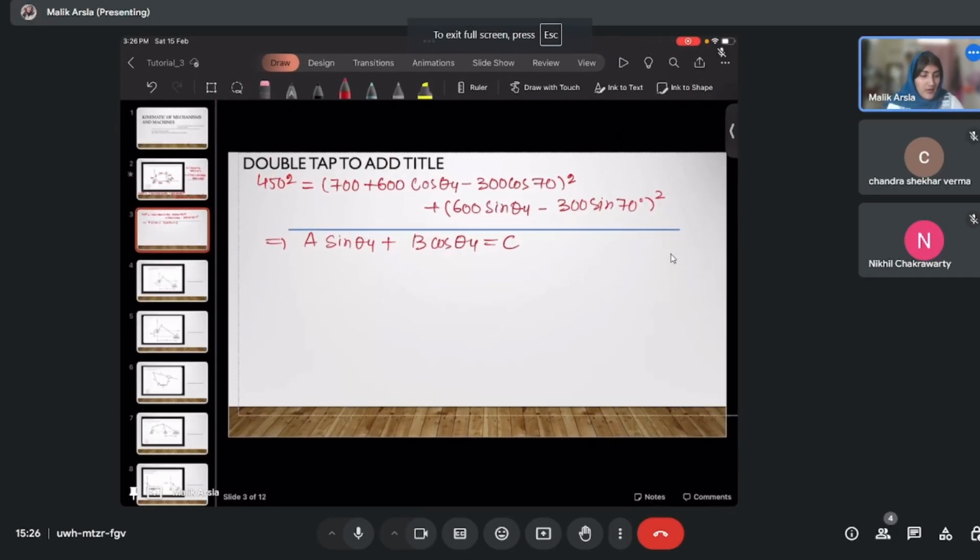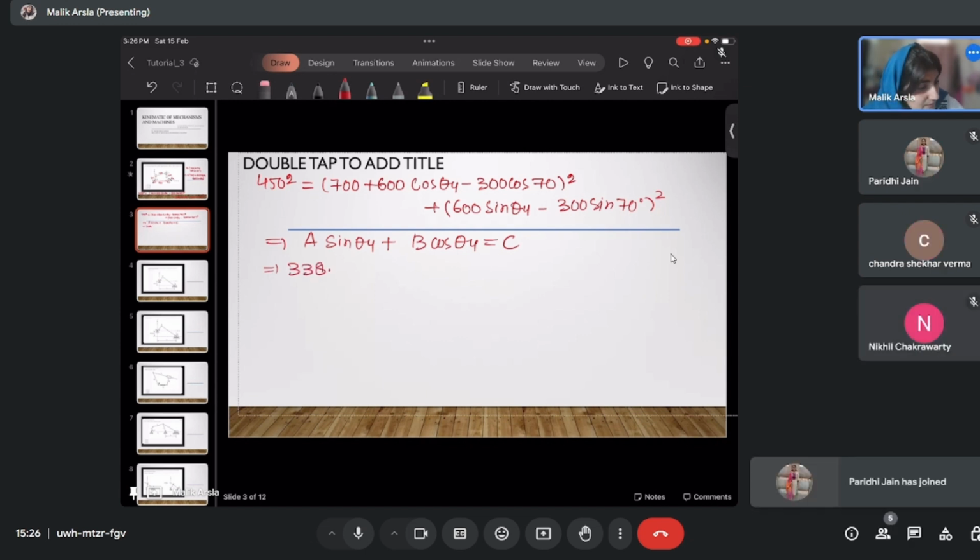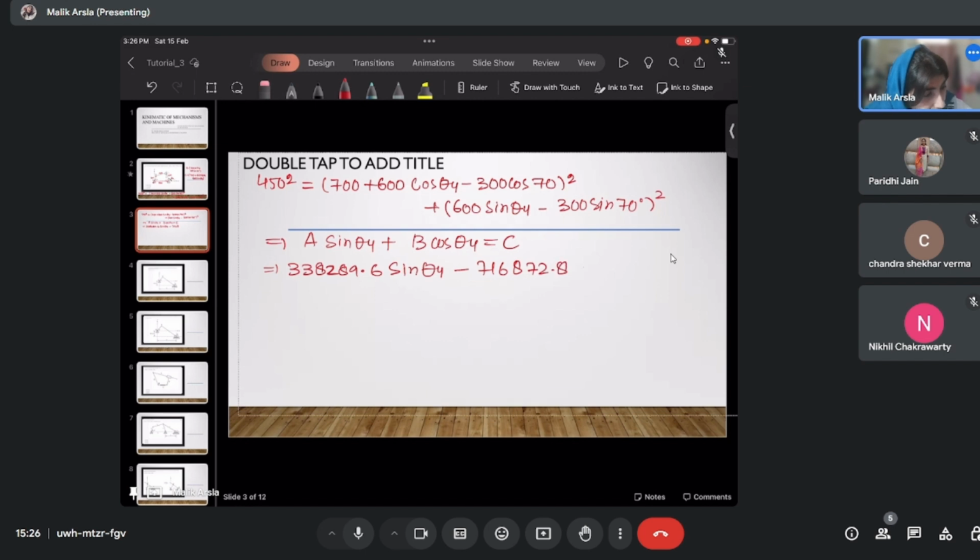Okay, so I'll not solve this whole equation. I have done it already. So when you solve this equation, it comes in the form 338,289.6 sine theta 4 minus 716,872.8 cos theta 4 is equal to 593851.711. Okay, so this is the equation you're getting.